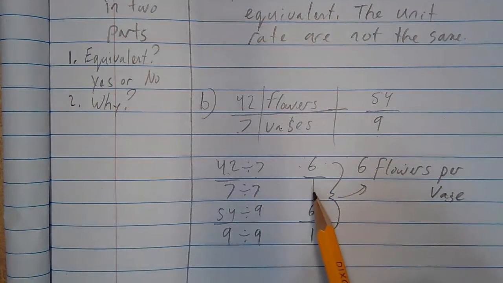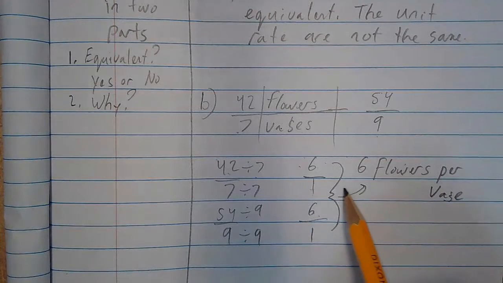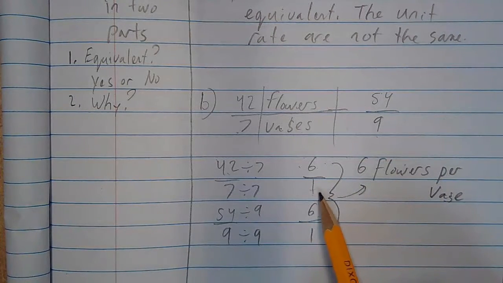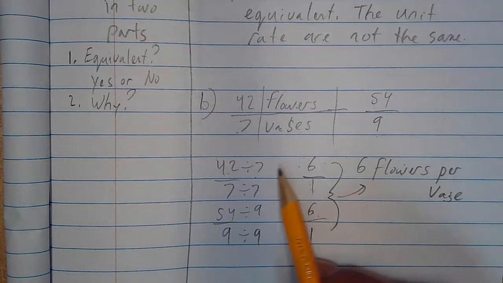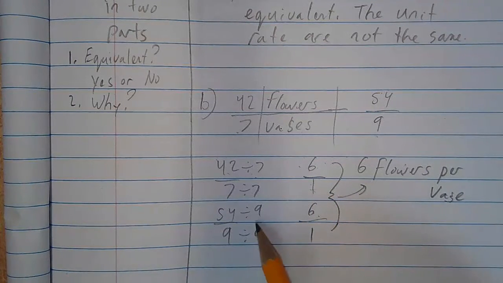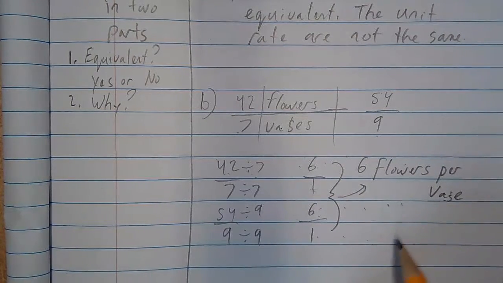You have 7 vases. And each vase has 6 flowers. So 7 times 6, 42. It goes back to that. And this expresses 6 to 1 9 times. 6 to 1, 6 to 1, 6 to 1, 6 to 1, 6 to 1.